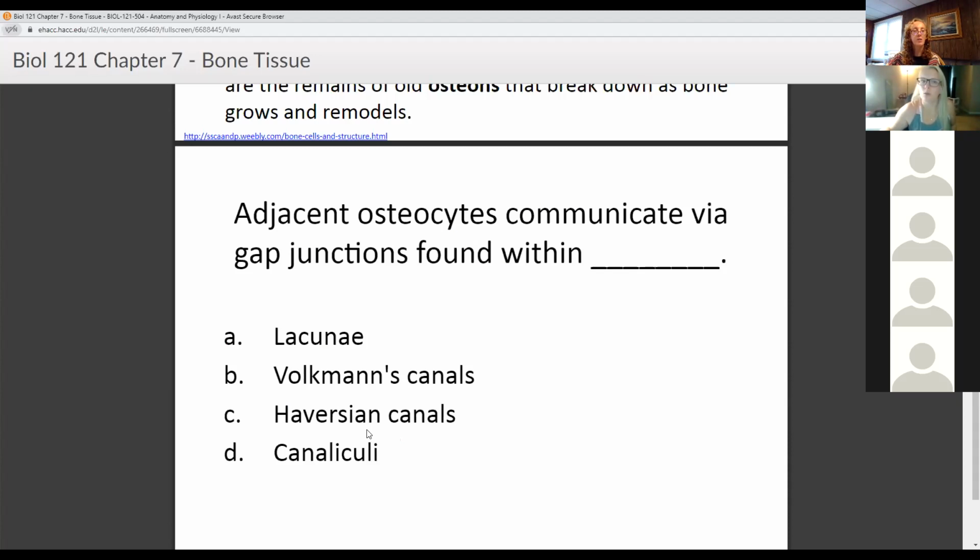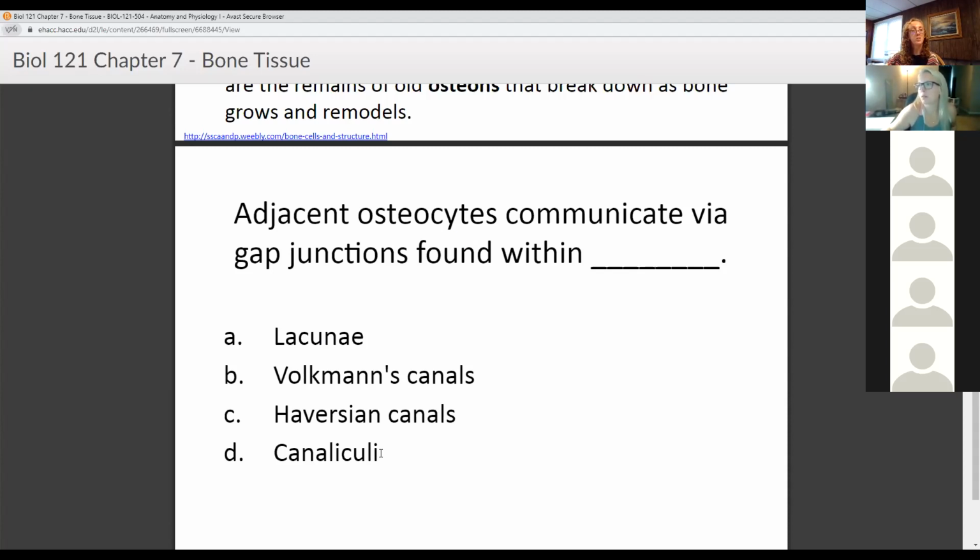What could it be here? Is it C? C or D? Oh, canaliculi. Because it says canal right in the word. It's the canaliculi, because these are the ones that are spreading, where nutrients are being moved and wastes are being eliminated.